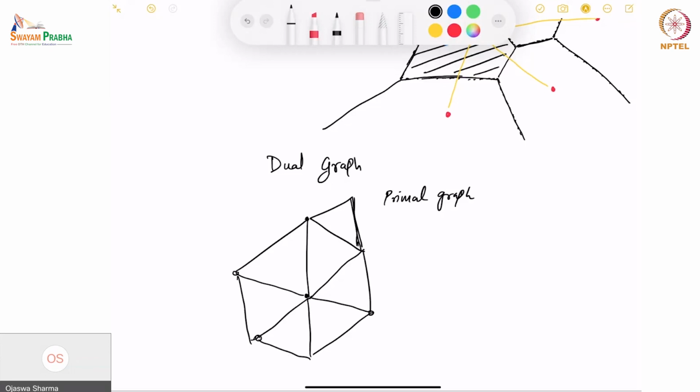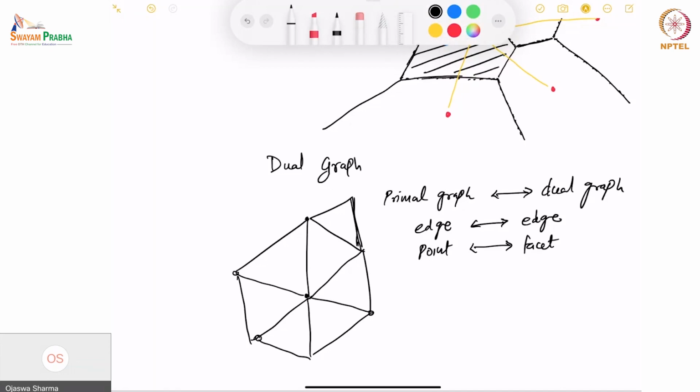So in a primal graph, and then you have a dual graph. An edge in a primal graph transforms to an edge in a dual graph, and vice versa. A point in a primal graph becomes a facet in a dual graph, and a facet in a primal graph transforms to a point in a dual graph. So let's see how it looks.